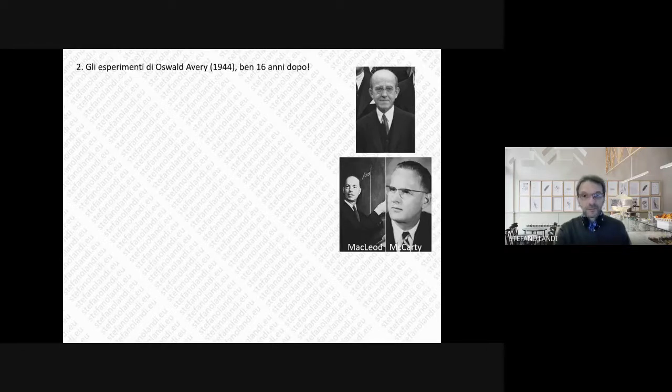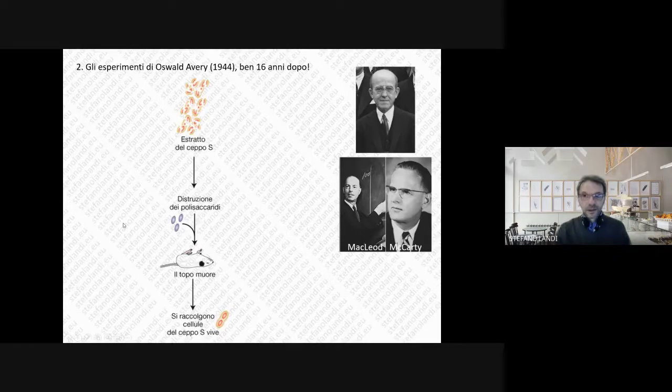So Avery took the experiments of Griffith and made some small changes, because in this way he could assess what was the fraction of the extracts of the strain S enabling to transform bacteria.